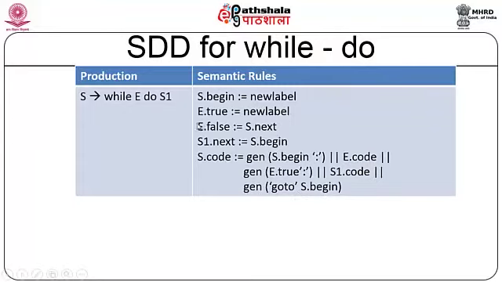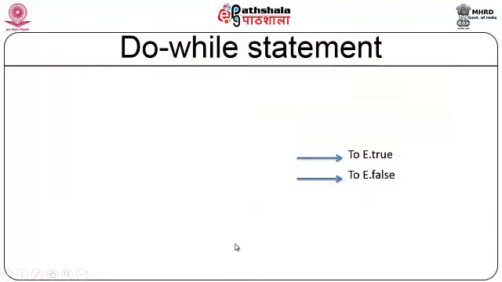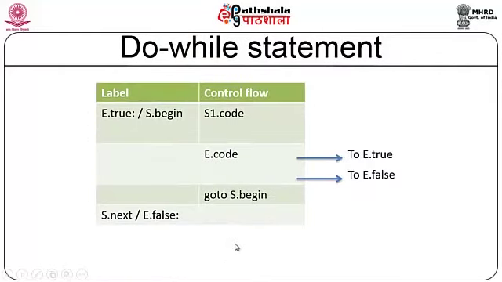The statement E.false is equal to S.next is already going to take care of coming to the next statement if this expression evaluates to a falsehood. If the expression is false, you will automatically come to this next statement. But since you have to go back, you issue an unconditional jump here, which is goto S.begin. Now, the next one is the do while statement.